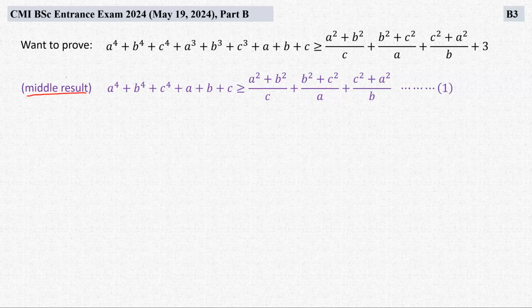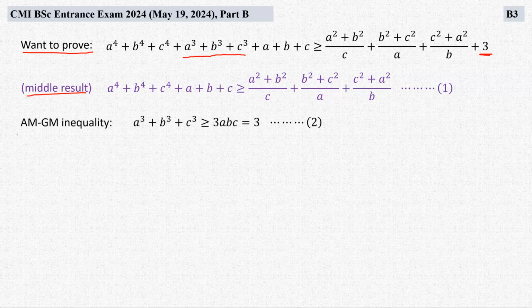Comparing this middle result to the end result that we want to prove, you'll notice that we need cubic terms on the left-hand side and 3 on the right-hand side. This can be easily obtained. Given that a, b, and c are all positive, we can simply use the arithmetic mean geometric mean inequality for 3 variables to obtain that a cubed plus b cubed plus c cubed is greater than or equal to 3abc, and this is just 1, hence just 3. And if we add this to the middle result, we obtain the end result that we wanted to prove.